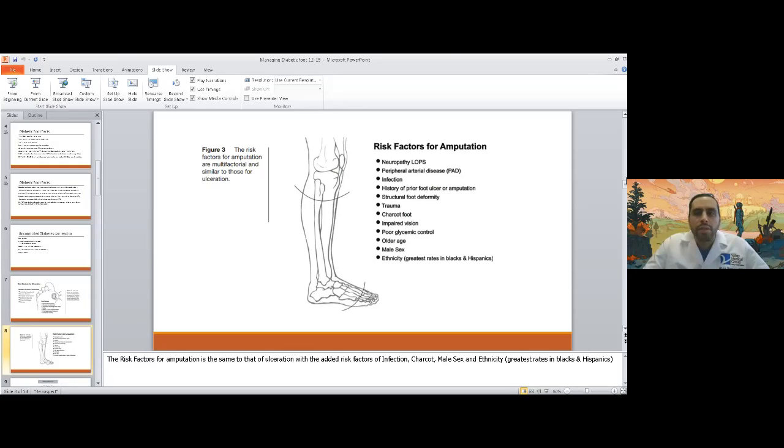Right, so the risk factors for an amputation are basically the same, with the added risk factors of infection, Charcot arthropathy, which we will talk about later, male sex, and ethnicity, with the greatest rates in Blacks and Hispanics.